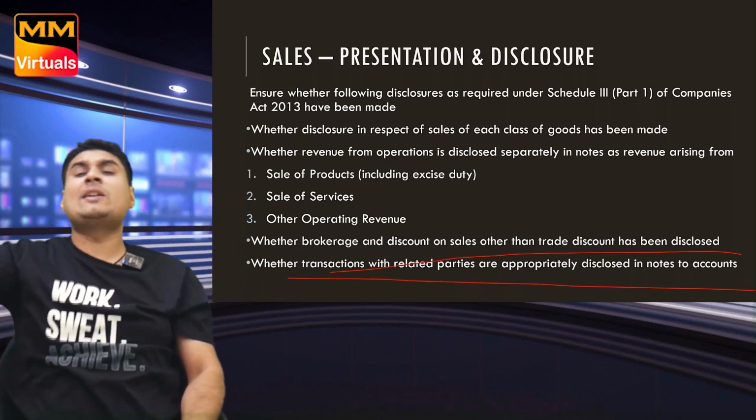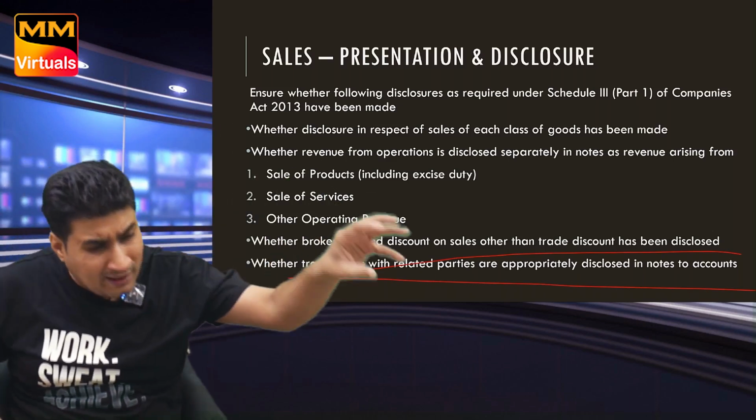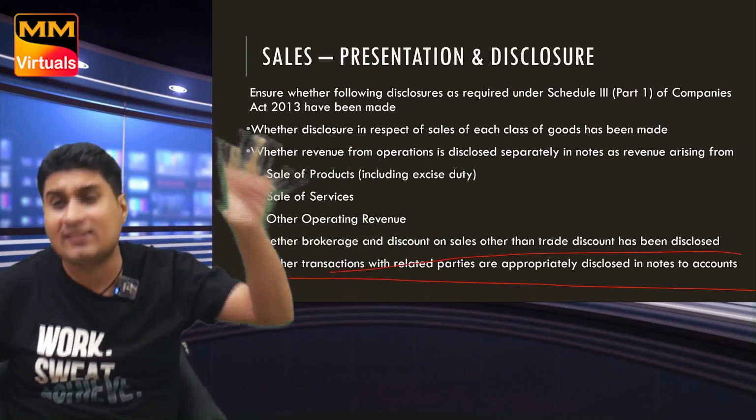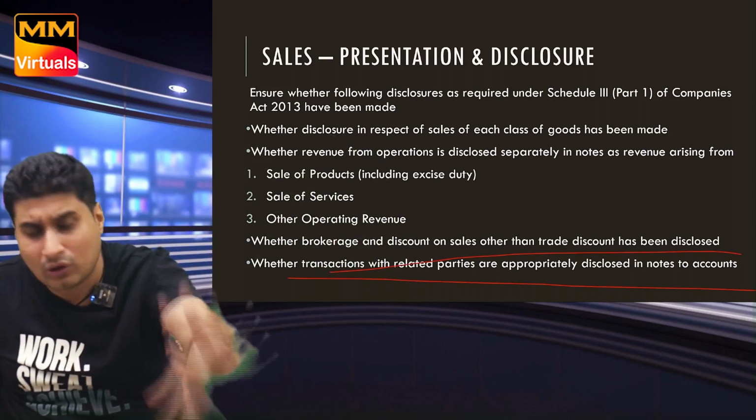Related party transactions should be shown separately, and check whether a board resolution is passed or not. Whenever a related party transaction is done, the board of directors should pass a resolution that we have done this transaction. Second, is separate recording done or not, and is AS 18 followed or not. Over.